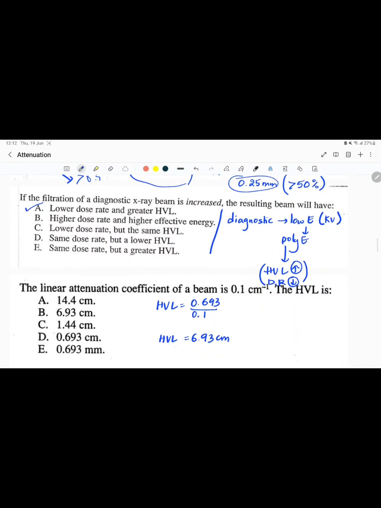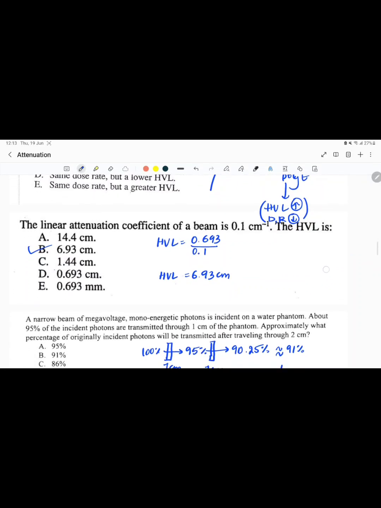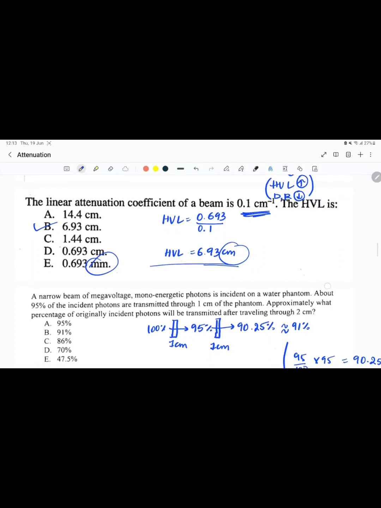Coming to the next question, the linear attenuation coefficient of the beam is 0.1 per centimeter. The HVL is, putting that into the formula, we will get 6.93 centimeters. Okay, the linear attenuation coefficient is always in centimeters, so the millimeter option is out.